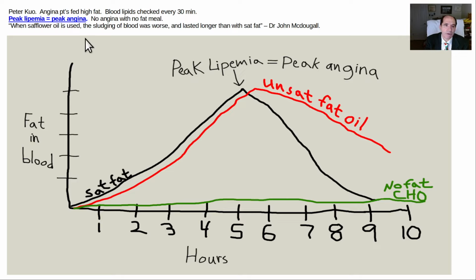This is the paper of Peter Quo, a cardiologist from Pennsylvania in the 1950s. He fed patients saturated fat, which caused chylomicron blood sludge and rouleau formation, and basically in 4 to 6 hours, these cardiac angina patients with coronary artery disease-related chest pain had their symptoms go up. He knew where the lipids were at because he checked their blood lipids every 30 minutes. At peak lipemia in the blood, they would have peak amounts of anginal episodes, okay?